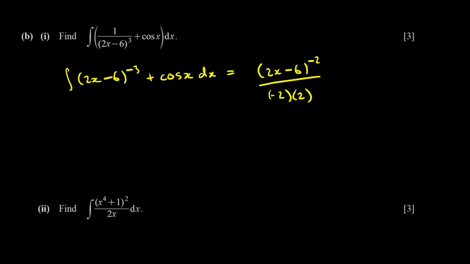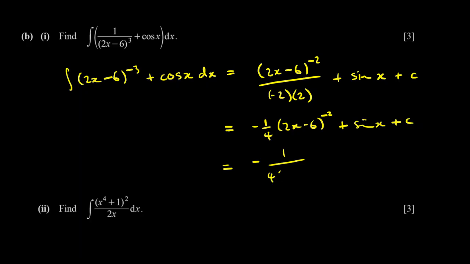And then if I integrate cos, well, sine differentiates to give cos, so cos will integrate to give sine x. Okay? And so then I've also got to remember to include the constant of integration, which is c. If I was to just rewrite this, I would get minus a quarter 2x minus 6 to the power of negative 2 plus sine x plus c. And if I want to make it look tidy, then I could say this is minus 1 upon 4 brackets 2x minus 6 squared plus sine x plus c. Okay, so that's the first one.